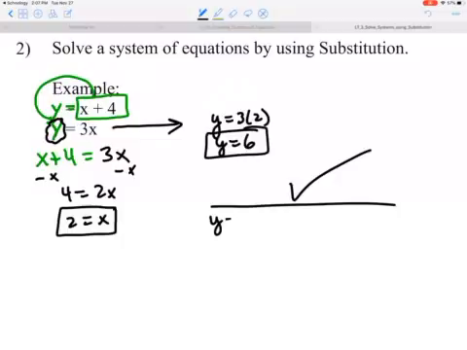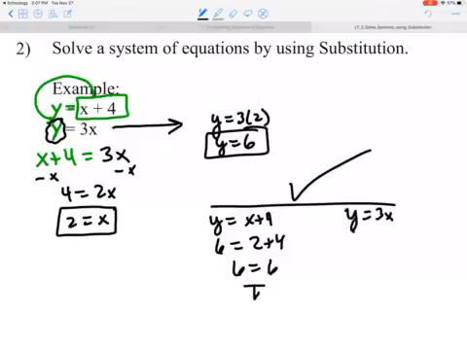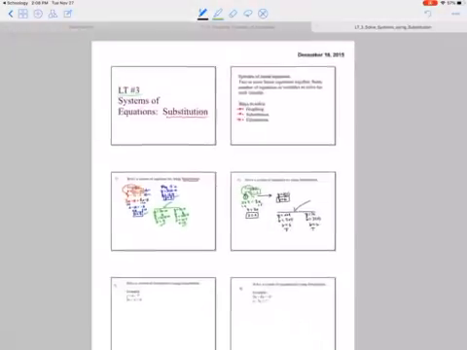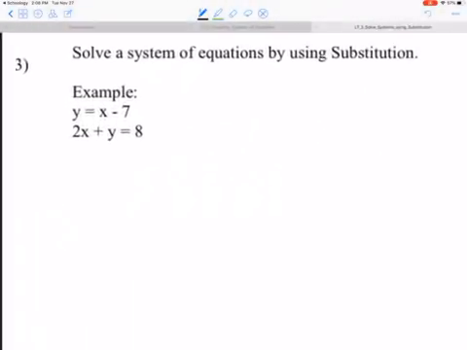So I plug in for y equals x plus 4, I plug in 6. 6 is equal to 2 plus 4. It is a true statement. It works. The second one is y equals 3x, so I plug in 6 equals 3 times 2. It works. True statement. So I know my answers are right. Before I move on, I know that my answers are correct because I plug them back into the original.